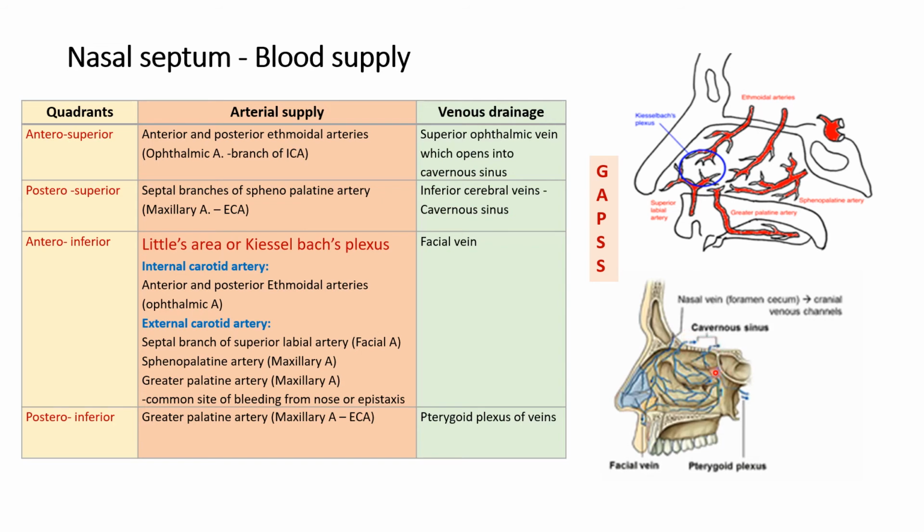And from the posterior superior part, it will drain into the inferior cerebral veins, which will join the cavernous sinus. From the anteroinferior part, it drains into the facial vein, and from the posterior inferior part, the veins drain into the pterygoid plexus of veins. That's about the blood supply of nasal septum.